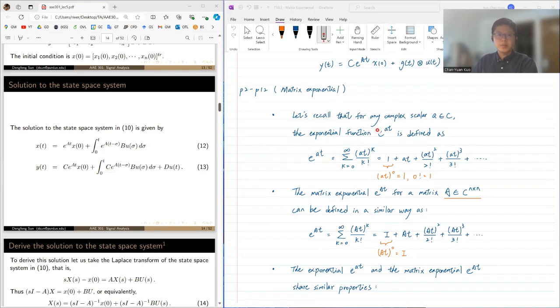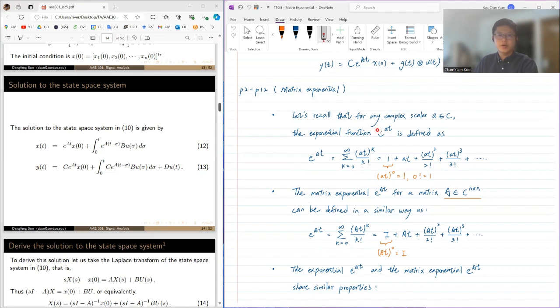Okay, we've seen that the matrix exponential plays an important role in the solution of a state space model, but we don't exactly know what it is. Now let's delve into the details and look at how it is defined and how we can compute it.